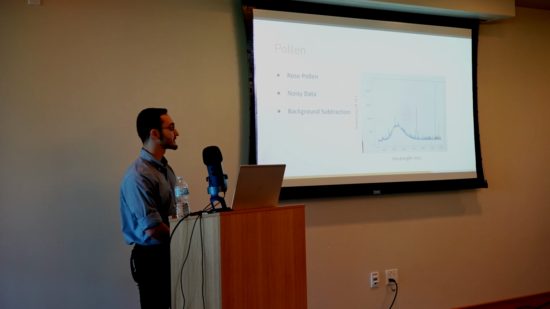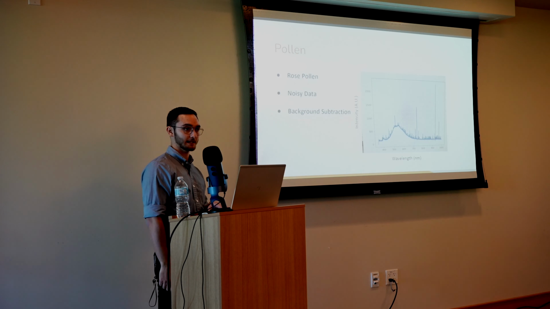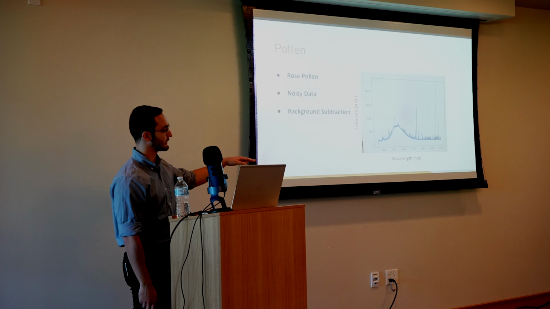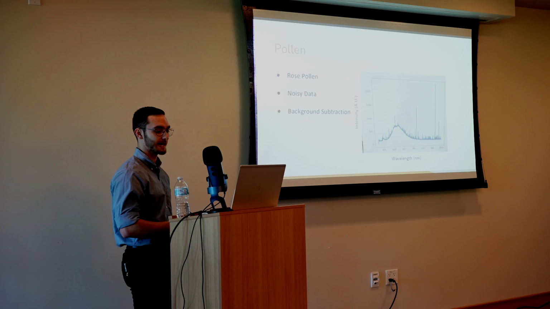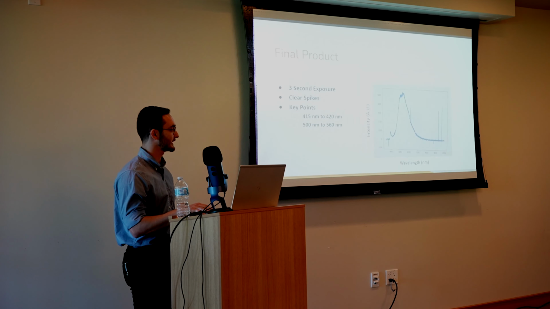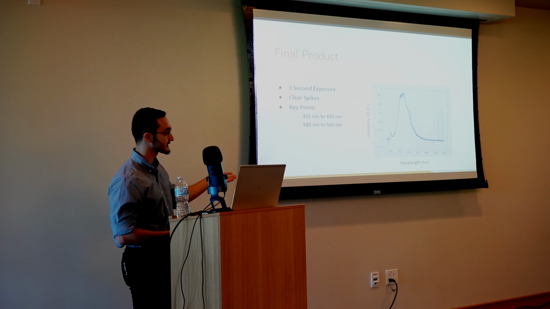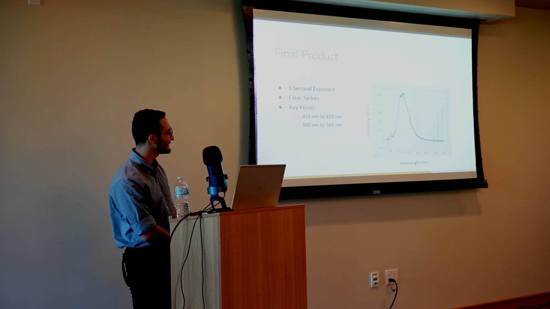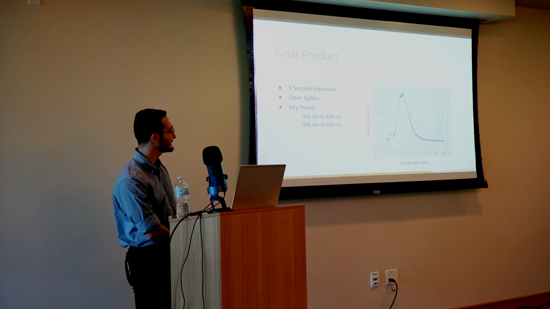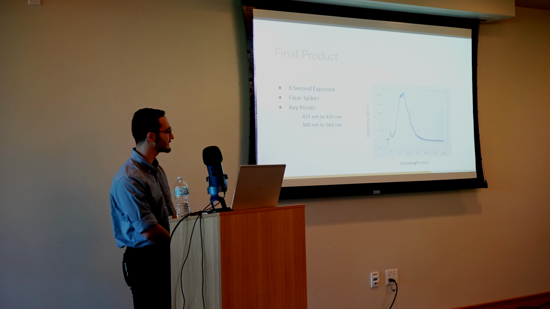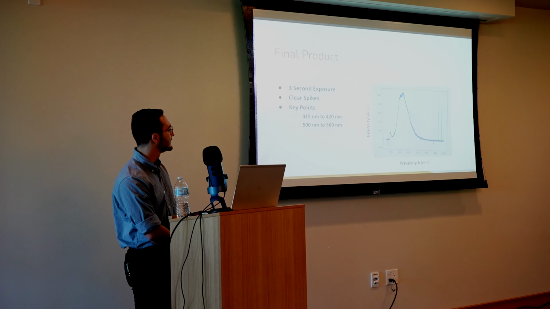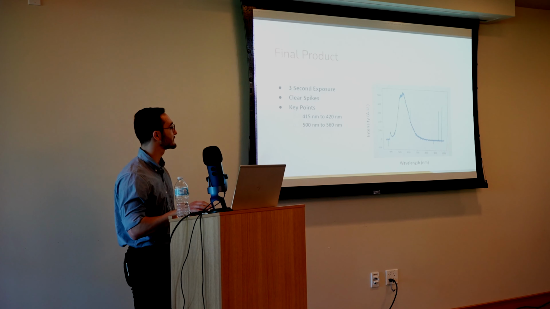You don't really know. So that's where the background comes in: we do a background subtraction. We take this data and subtract the background from it to get rid of all of that background noise and hopefully get some really clear data. Through that process, we get our final product, which looks so much better. You see that clear peak at 420 nanometers. We have this really nice peak from about 500 to 560 nanometers. Those are the key points, the clear, real spikes in our data. For each exposure, we're doing about 3 seconds, for those of you who are curious.